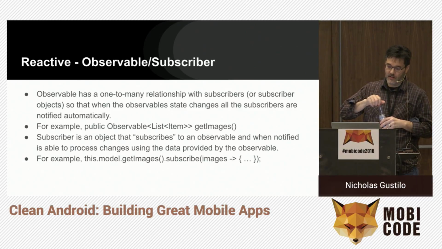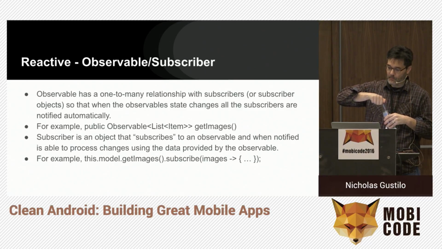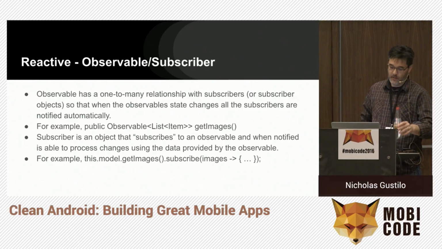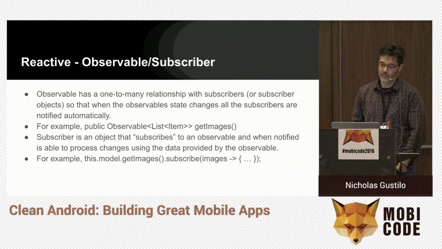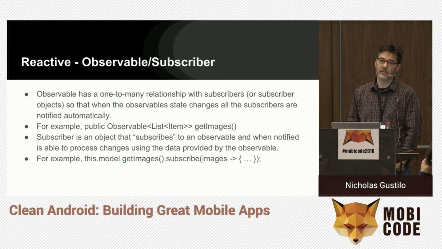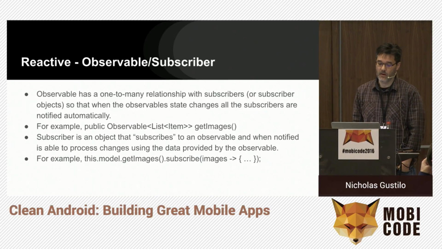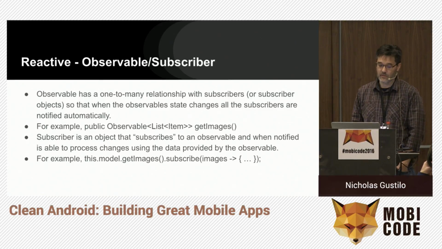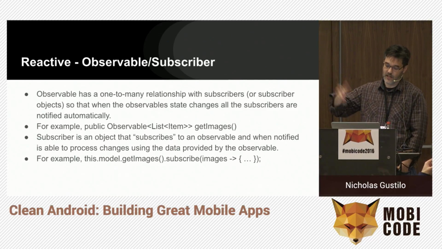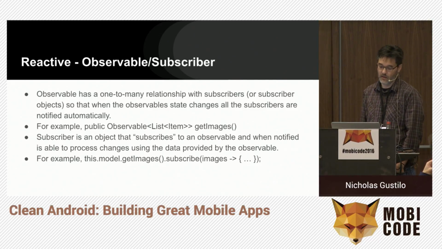So Reactive is based on this concept, this pattern of observable subscriber. Observables basically have a one-to-many relationship with subscribers. So you can think of this almost like a listener, right? You have a listener or observer. But there can be many classes or objects listening to the changes. And every time there's a change to the observable, a state change, all the subscribers will get notified automatically.